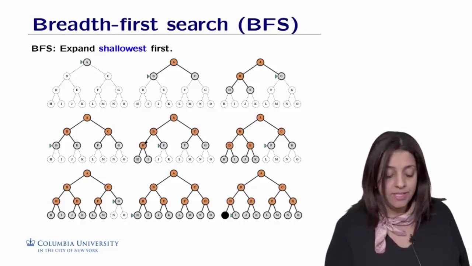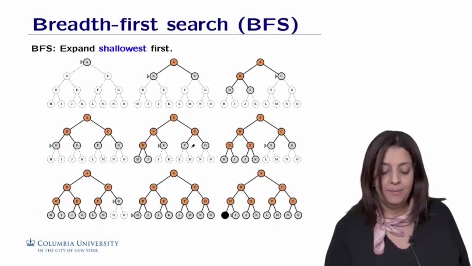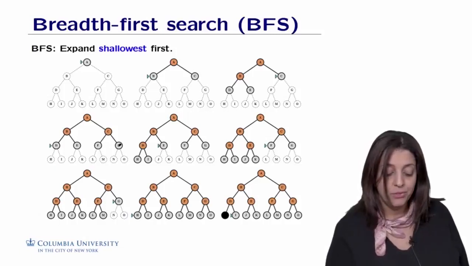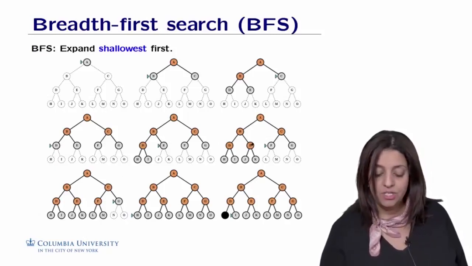D will be explored, and its children are H and I. Now we have 5 elements in the fringe, with F and G being before the nodes H and I. So we're going to expand next the E. The E has 2 children, J and K. And then we keep going.